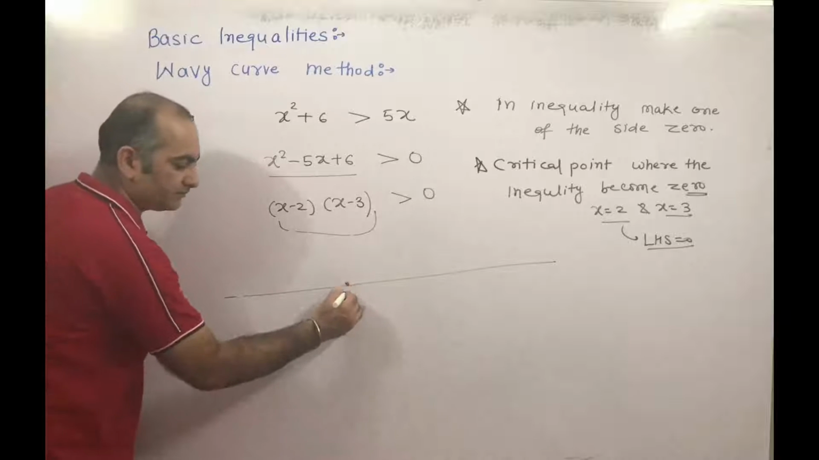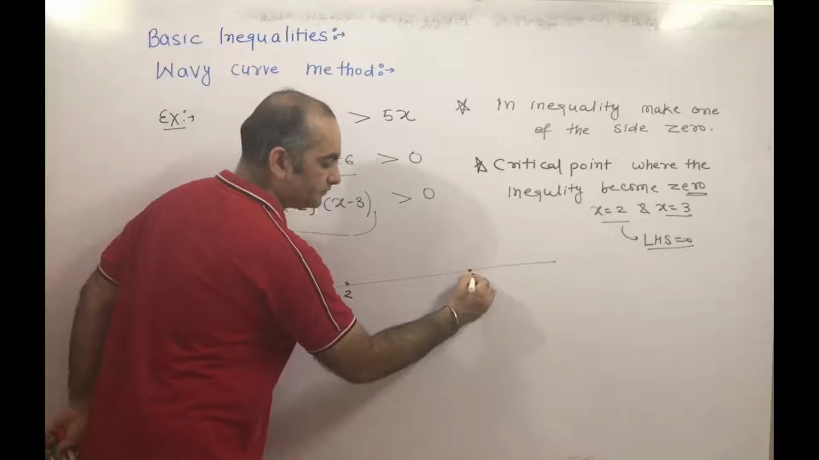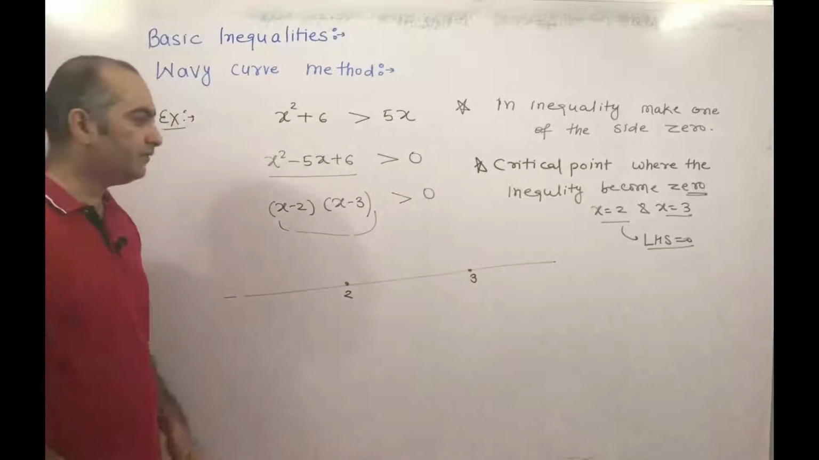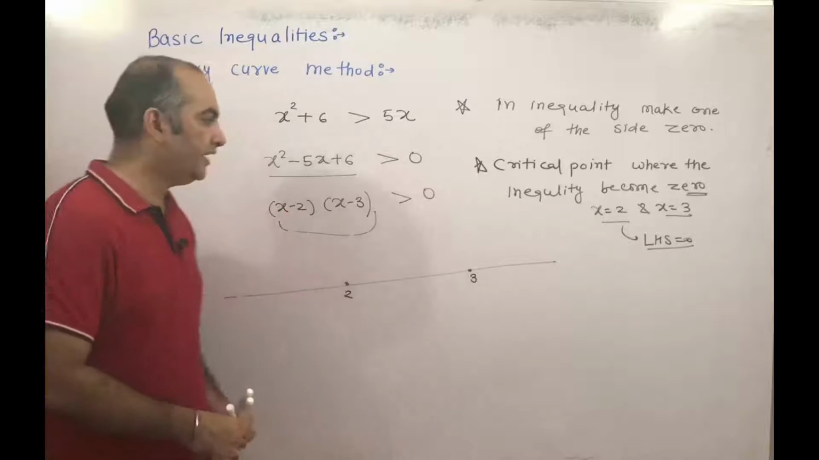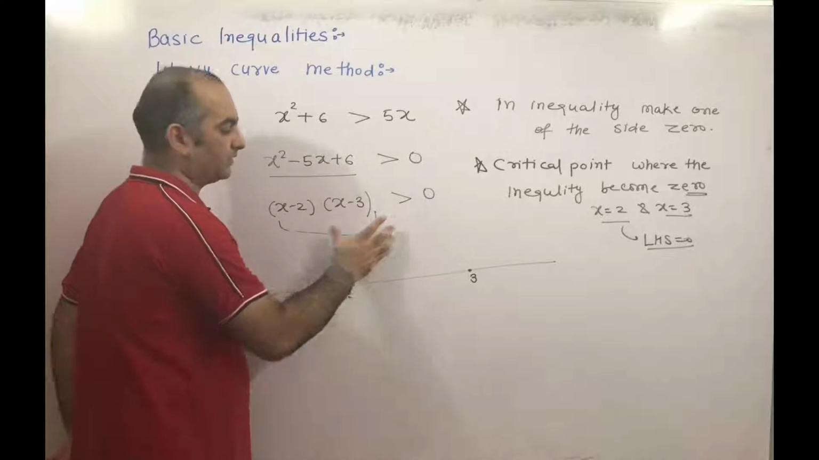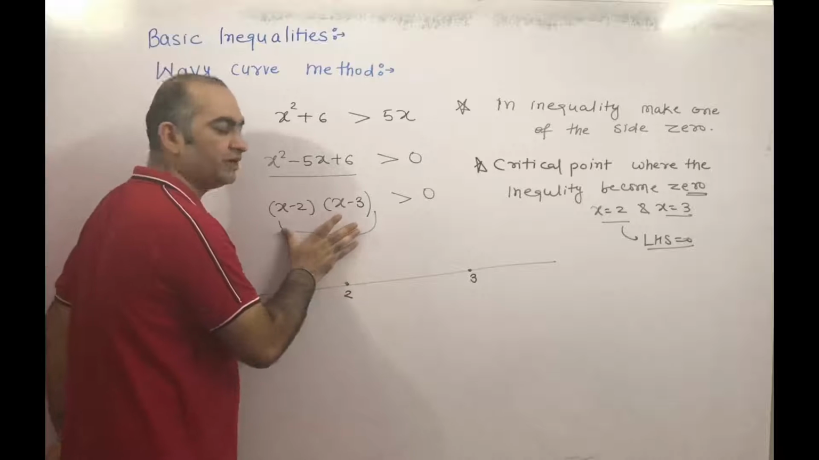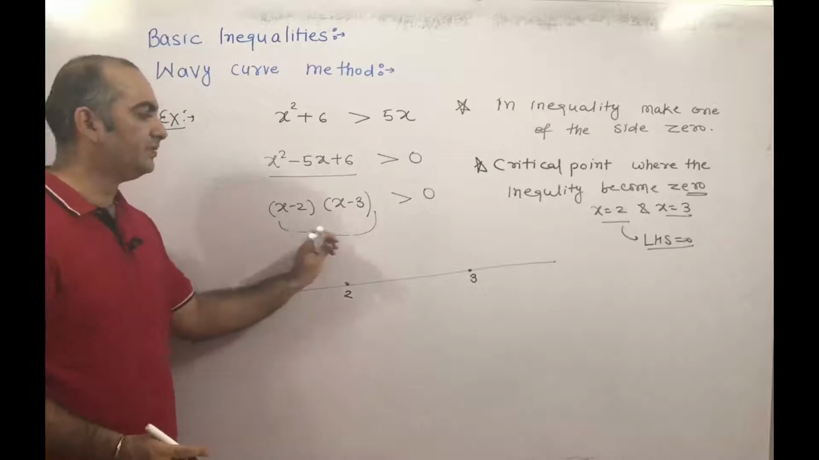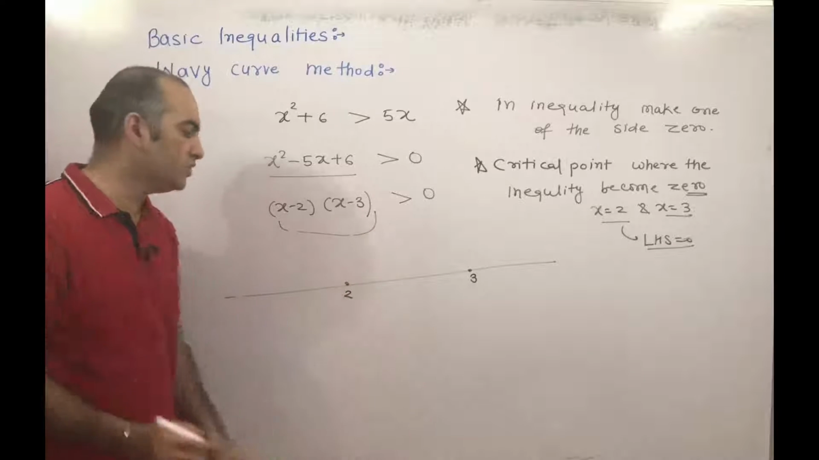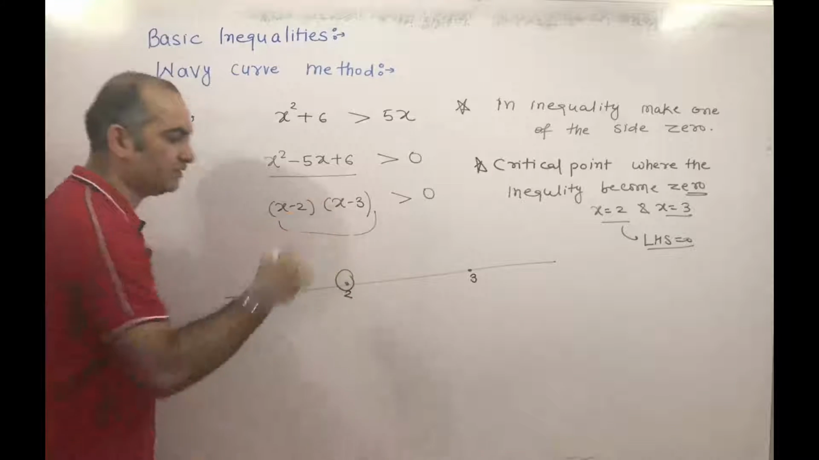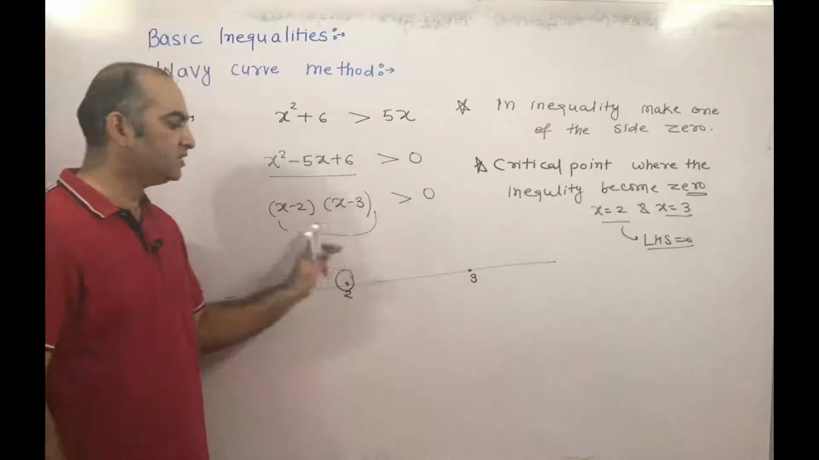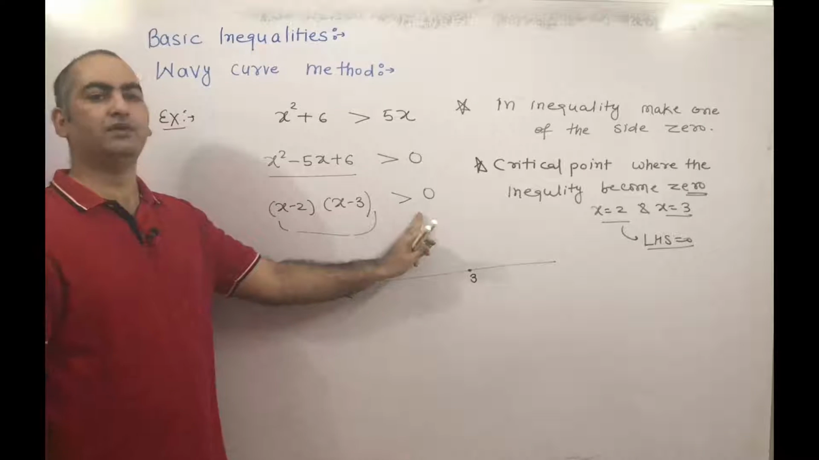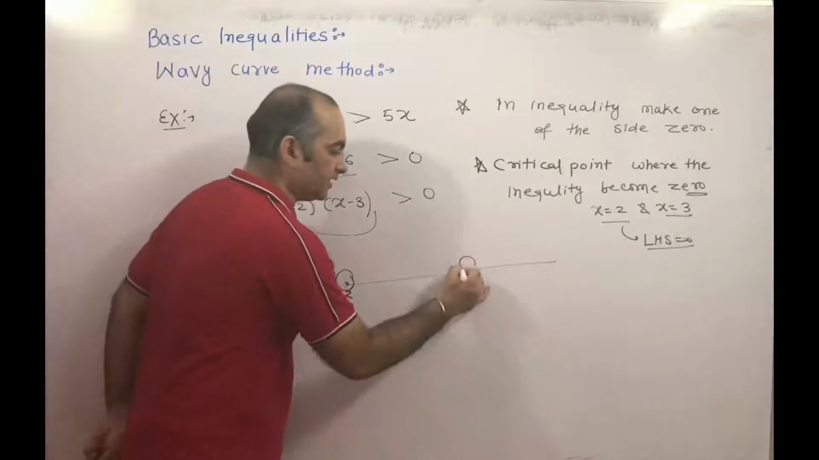2 will come here and 3 will come here. Next we have to check whether we want equal to 0 or not. Here we want only greater than. This side should not be equal to 0. At 2 this becomes 0, so we don't want equal to 0. So 2 is not included, and an open circle will come. If you put 3 also, this will become 0, and we don't want equal to 0, so here also an open circle will come.